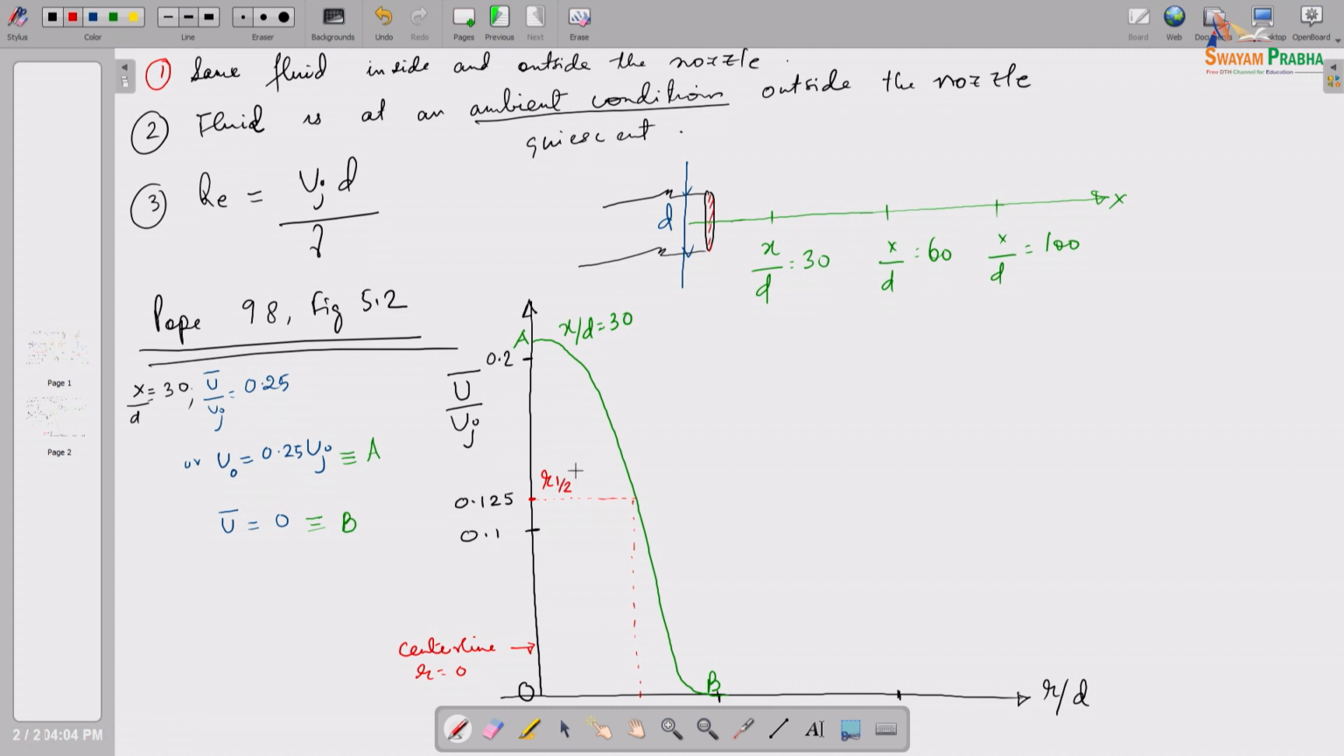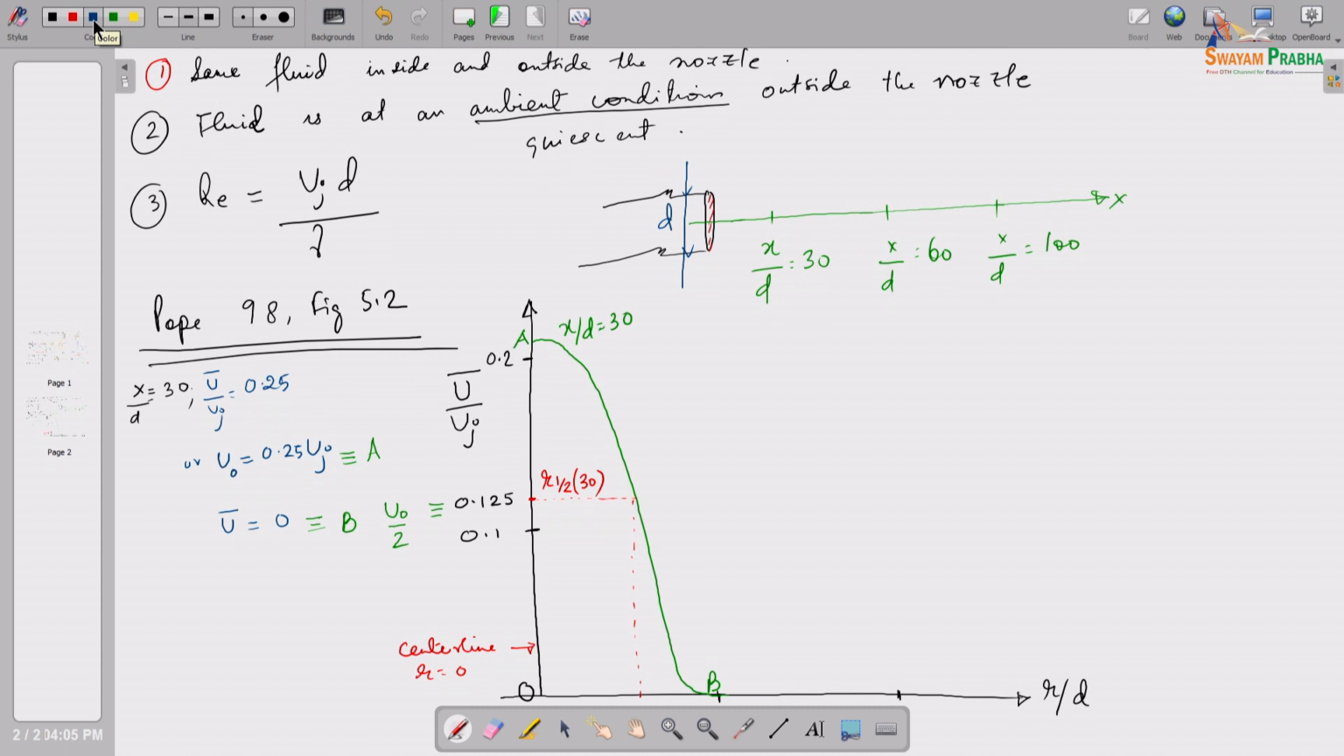So, this is my r half at x by d is equal to 30, right, x by d is equal to 30. So, this is my r half, where I get half. You can see this corresponds to u naught by 2, where u naught is basically A. All right.